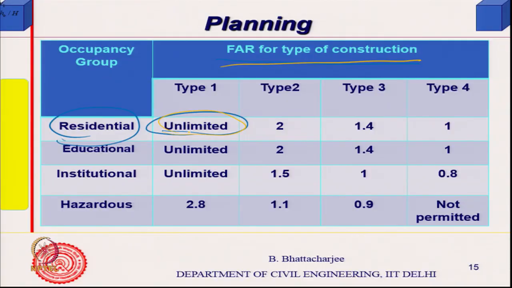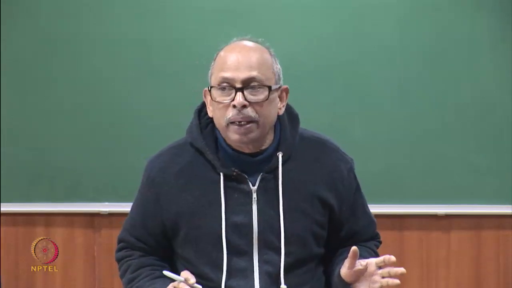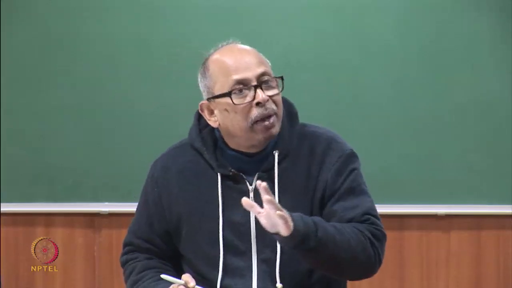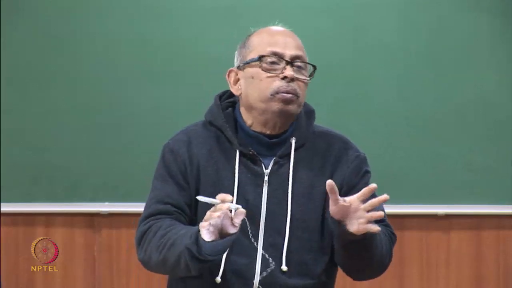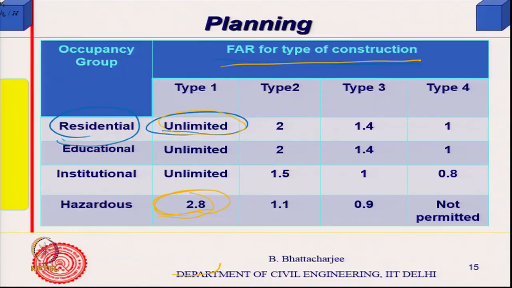So, residential is unlimited. For hazardous, it does not want fire to spread, therefore its floor area ratio is restricted to 2.8. So, floor area ratio restrictions come from many things, but this aspect is also one of them, from the point of view of planning and fire spread. A residential building does not generate fire, and if you have 4 hours of fire rating in all of these walls, it will not spread fire as well. So, it is saying that as far as this aspect is concerned, FAR is not an issue, but if it is a hazardous building, then this is an issue.